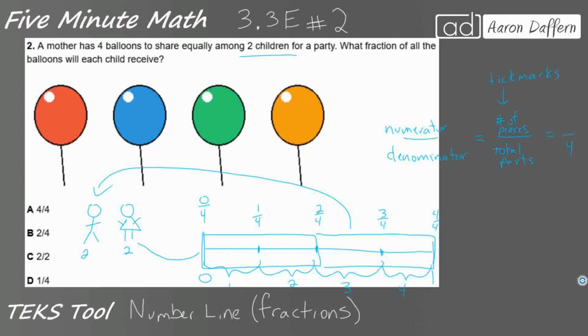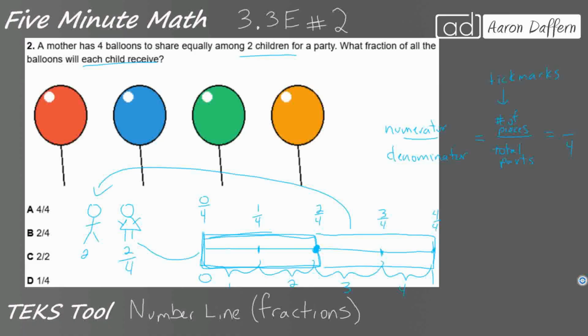Well, what we want to do is see what fraction of all balloons each child gets. So I'm looking at one child. So this is going to be our first child. This is the little girl right here. You notice where it stops? It stops right here, which means that child, see, it's right below that 2 fourths. That child is going to receive 2 fourths of the balloons.